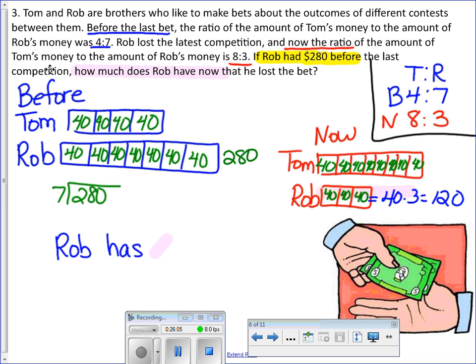Gentlemen, you writing your sentences? Okay, Rob has $120 now. Use these notes to help you with your homework. Your homework should look just like your notes. Great job, boys and girls.